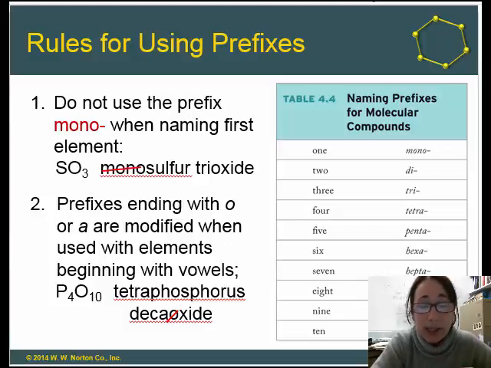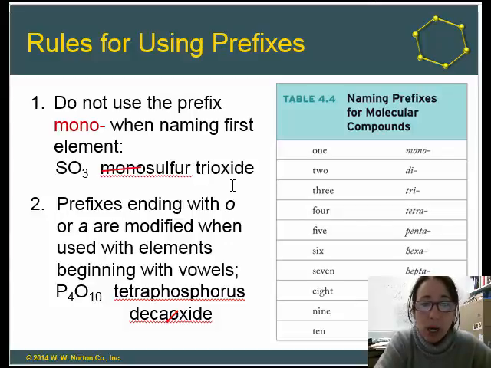Now, as I mentioned earlier, we do not use mono for the first element, but we do use it for the second element. Okay, so CO, capital C, capital O, would be carbon monoxide. Capital N, capital O would be nitrogen monoxide. Even though there's one of each atom in that molecule, we only use the term mono for the second, and we always use it for the second.